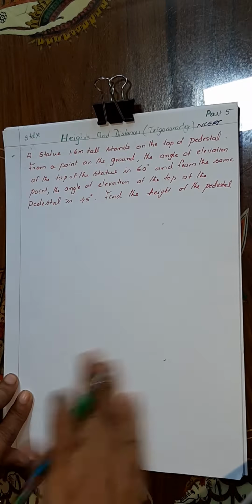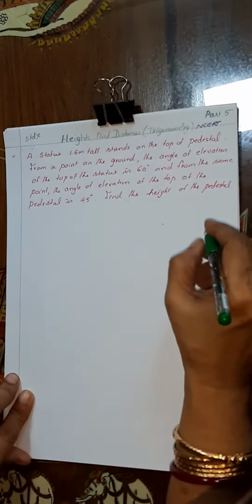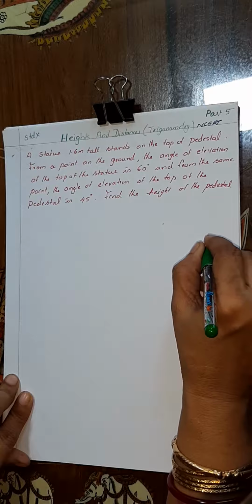Welcome back to the chapter Heights and Distances. A statue 1.6 meter tall stands on the top of a pedestal. So we'll draw this while reading itself. So this is a pedestal.